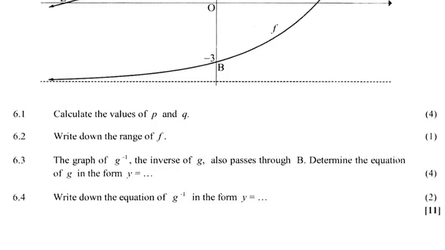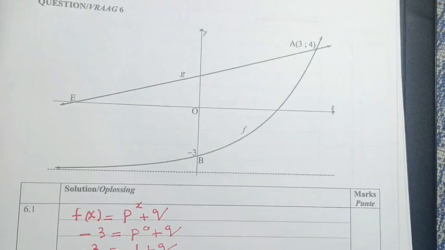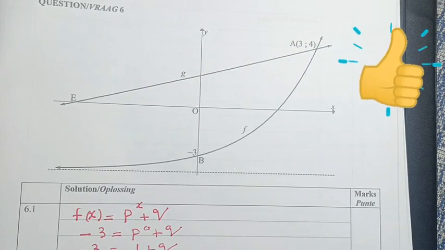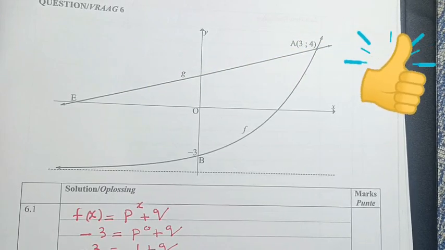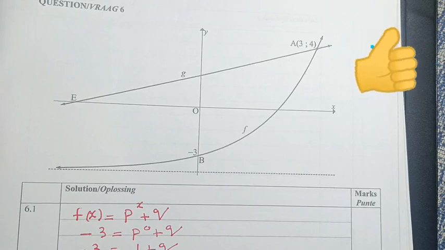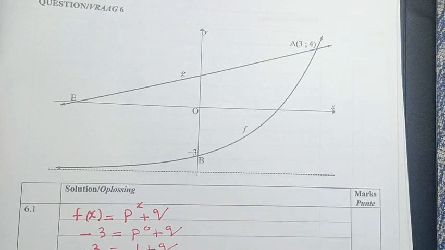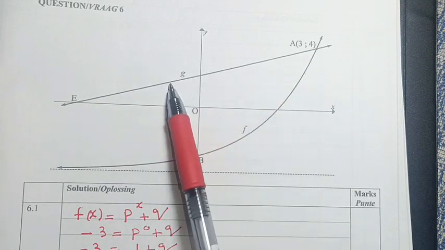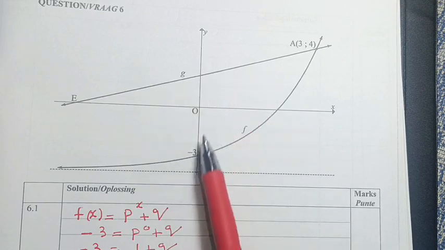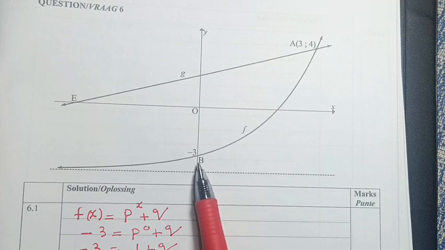6.3. The graph of G inverse, the inverse of G, also passes through B. Determine the equation of G in the form y is equal to. This is quite an interesting question. He said the graph of G inverse also passes through B. So this is the graph of G, and as you can see, G inverse passes through B.